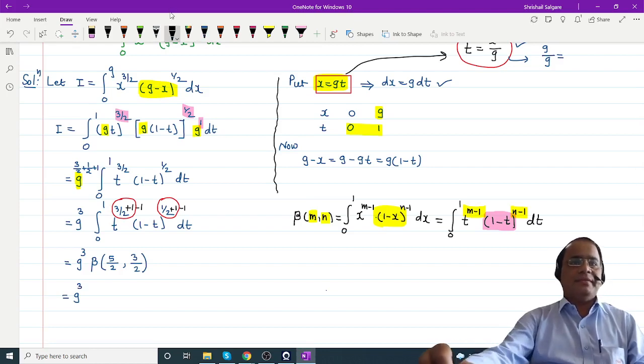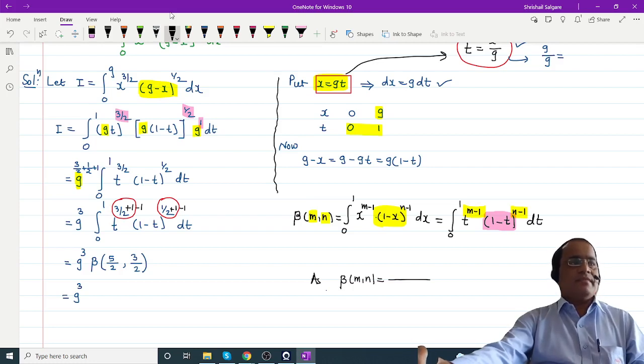I will write here. That property we have studied. Beta of mn is equal to... For my class, you should be attentive. When I take the name, immediately you have to unmute and tell. What is the beta of mn in terms of gamma?